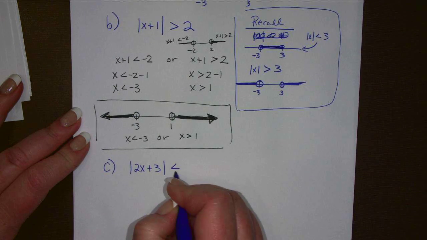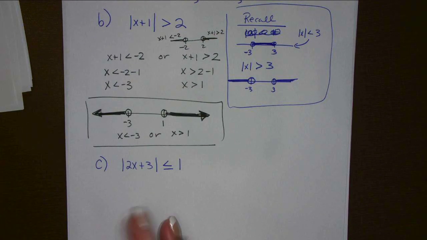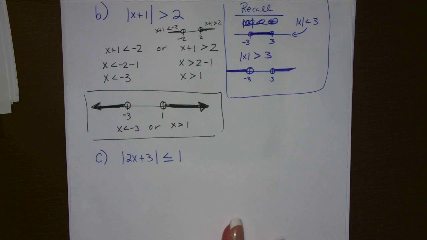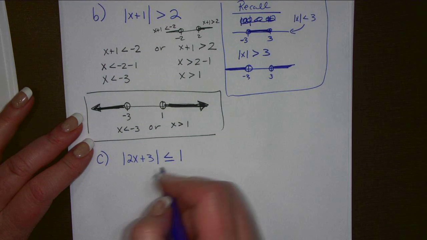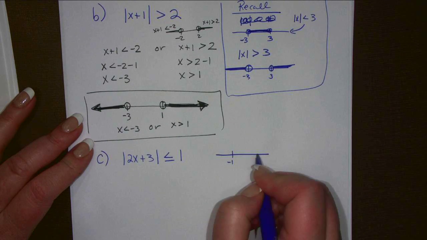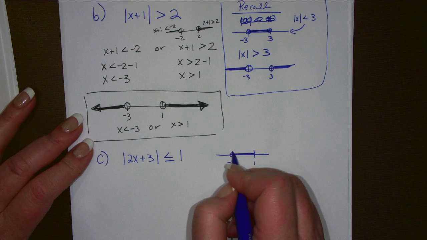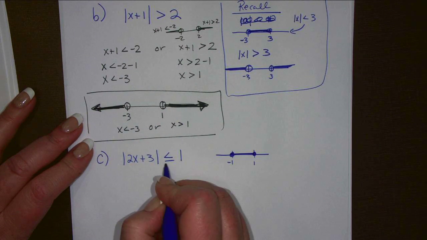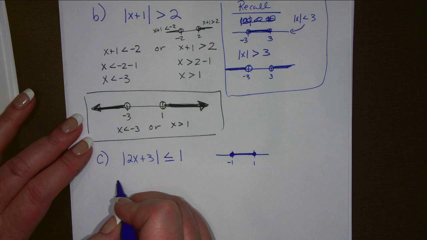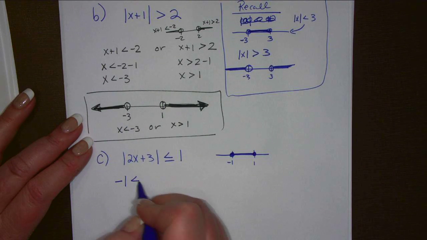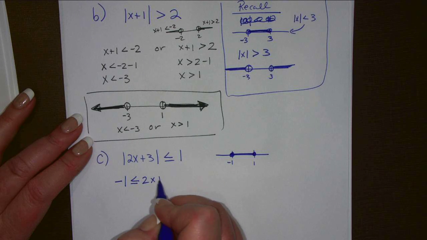So we could do the same thing, but with a less than, so that would be the other case. So you would say first, okay, it's between -1 and 1, and we want in between with these colored in because there's an equal sign. And then you write it in between. So 2x plus 3 is in between -1 and 1.